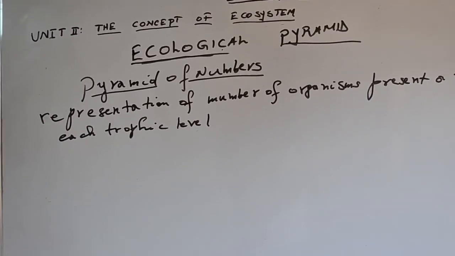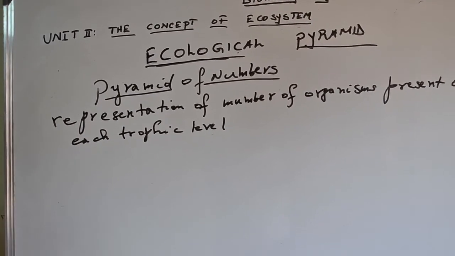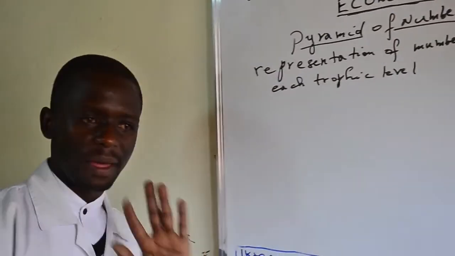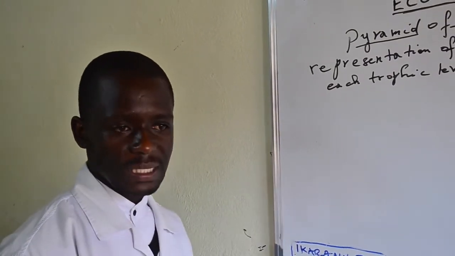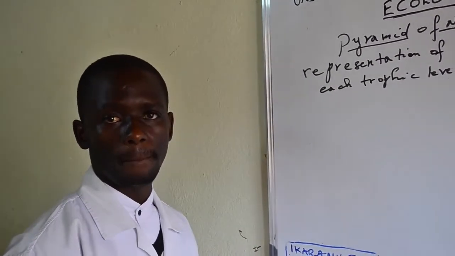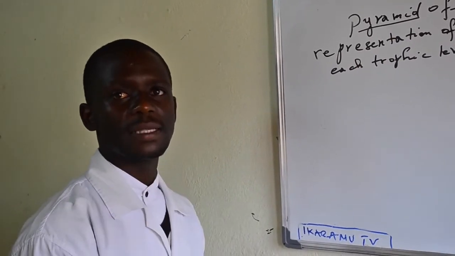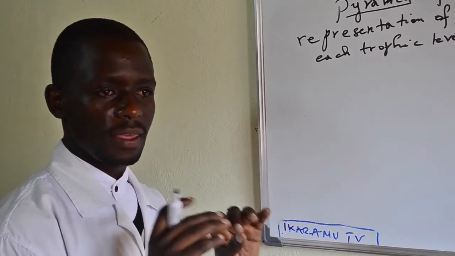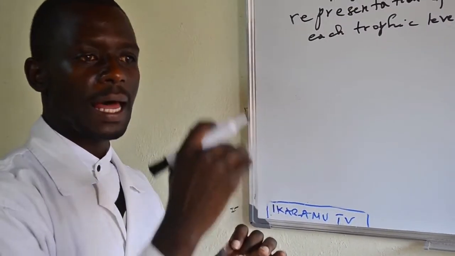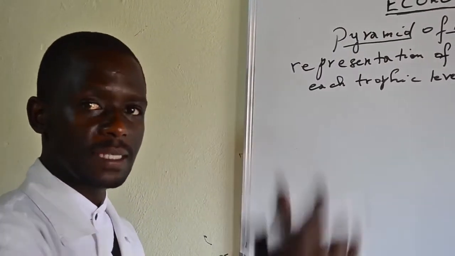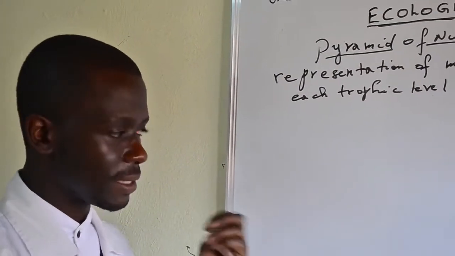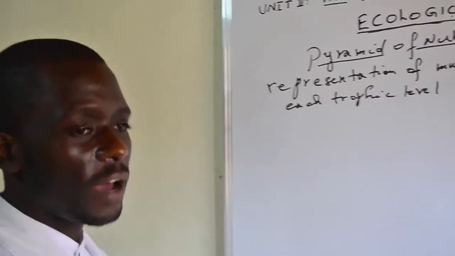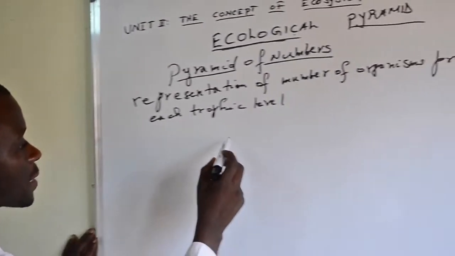This pyramid of numbers can be inverted or upright. Always remember this. The producers are always at the bottom, whether it's inverted or upright. The first consumer follows, and we go to the top with the last consumer, which can be quaternary.